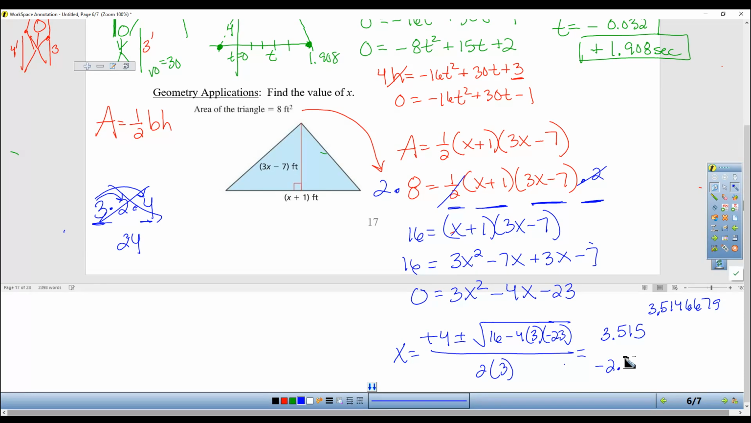And I get negative 2.181. So since x is referring to a distance, it's going to be the sides of the rectangle or the triangle. I certainly do not want the negative answer. So your final answer is going to be 3.515.